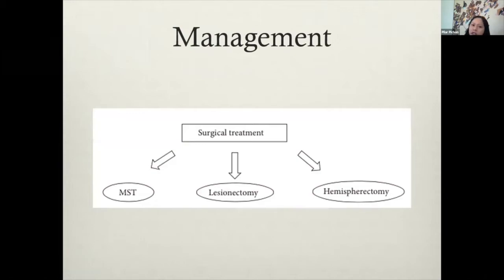For surgical management, you can have these different types of surgeries. What we did for my patient was a lesionectomy. We found a structural lesion and the neurosurgeons went in and took it out.